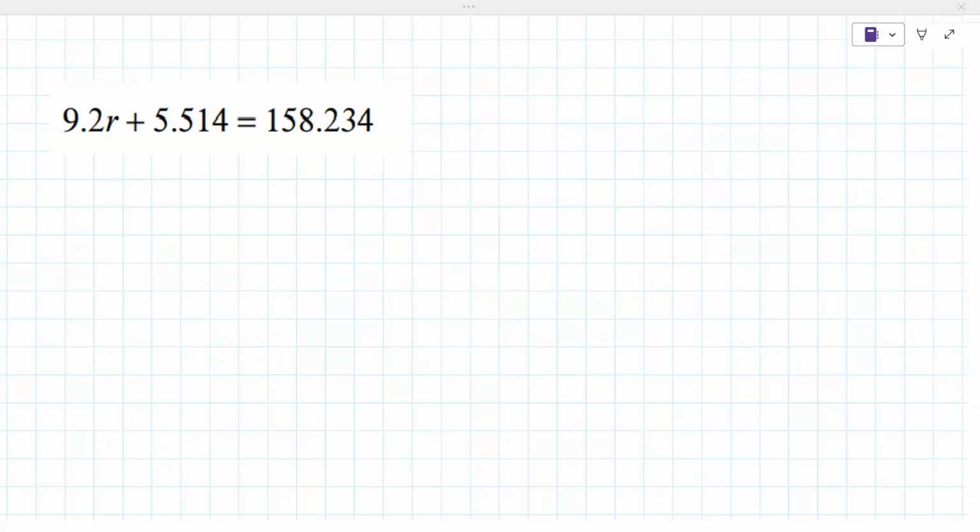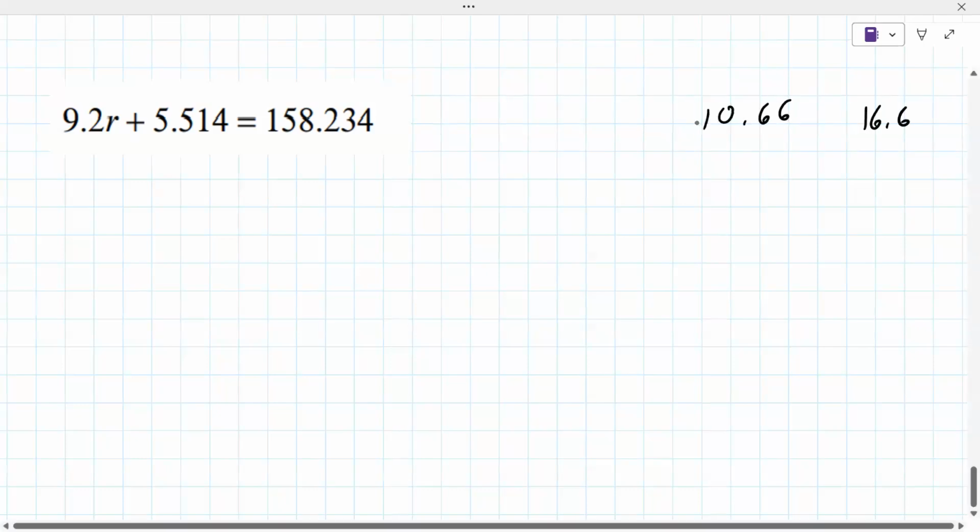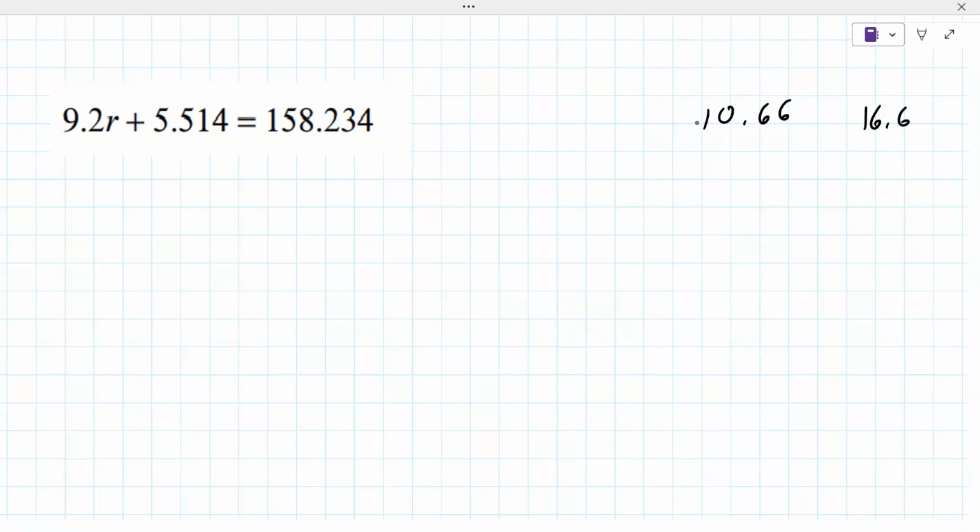10.66. Let's double check. If the answer is 16.6, let's just double check here. When you subtracted, oh yeah, it is. My bad. I'm thinking maybe you were just off by a placeholder there. One of them saw 900 instead of 90. All right.